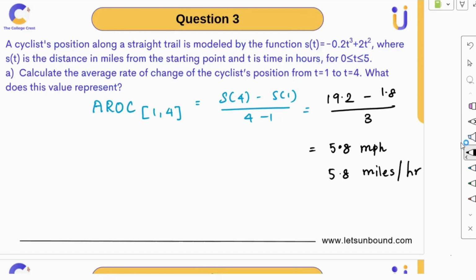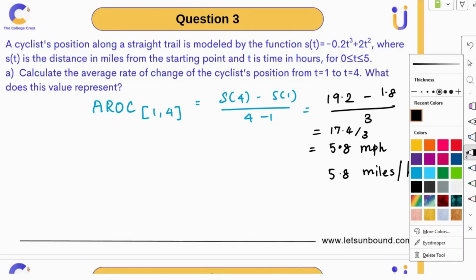So next one, we simply apply the formula. What does this value represent? Your interpretation skill is important here. So the cyclist's average speed between these two time steps, 1 to 4. This means the cyclist traveled how many miles we can calculate here. Okay, so before this you will get 17.4 by 3. Okay, so from this we can interpret.